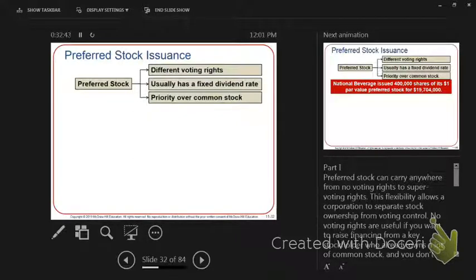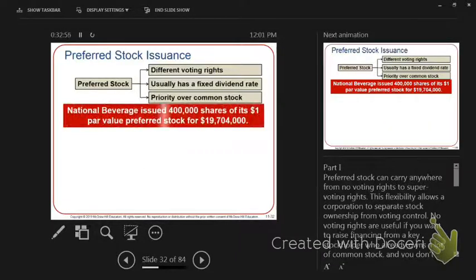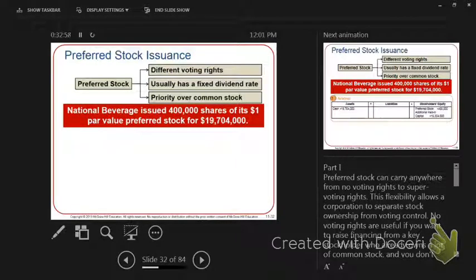And you do have priority over common stock, meaning your stock's here when it comes to dividends, and if there are other payouts, and common stock's down here. Like if the company goes bankrupt? Yeah, in payout, if there's anything paid out, yeah.